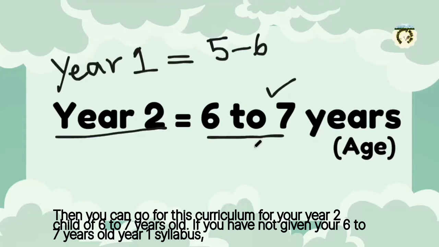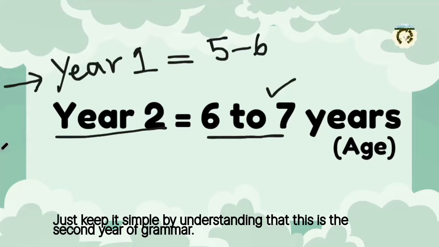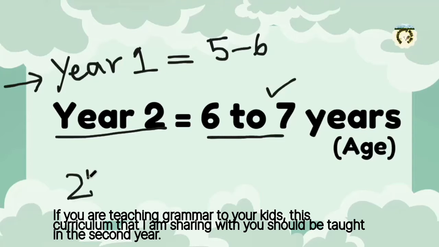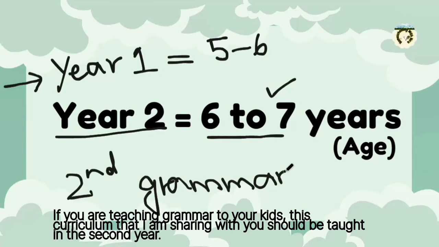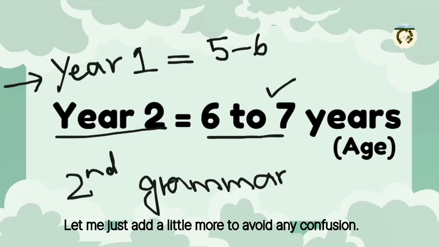Or if you have not given your 6 to 7 years old the year 1 syllabus, then first teach year 1 and then go for year 2. Just keep it simple by understanding that this is the second year of grammar. If you are teaching grammar to your kids, this curriculum that I'm sharing with you should be taught in the second year, right? Let me just add a little more to avoid any confusion.